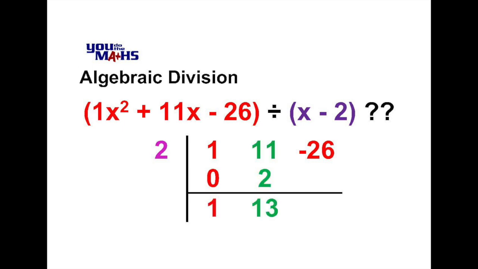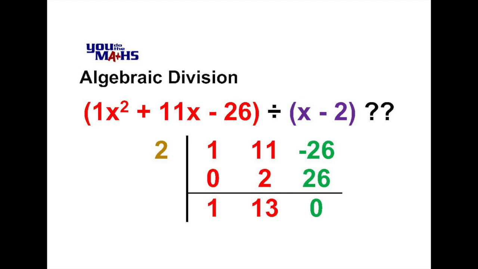We now repeat the process from before, and we multiply the 2 outside the table on the left-hand side by the result of the second column, which is 13. That gives us an answer of 26. We now add the final column together, and we get negative 26 and 26 comes to 0. And that final entry tells us that there is no remainder.